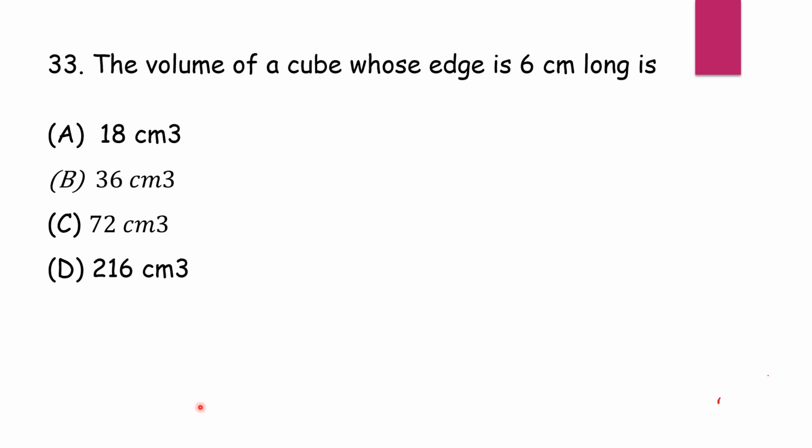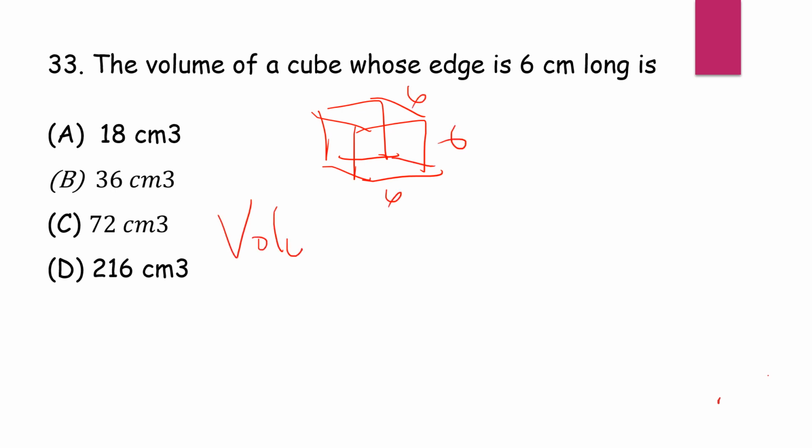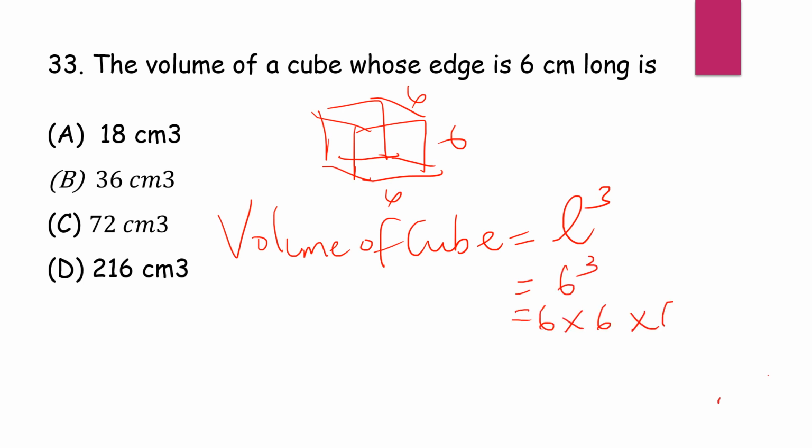Question 33. The volume of a cube whose edge is 6 centimeters long is, so let's draw our cube here. So we're saying each side is 6, and the volume of a cube, the formula is L to the third. So we're going to write 6 to the third, which is 6 times 6 times 6, and that is 216 centimeters cubed. So the answer is D.